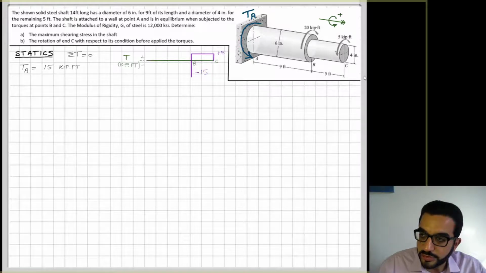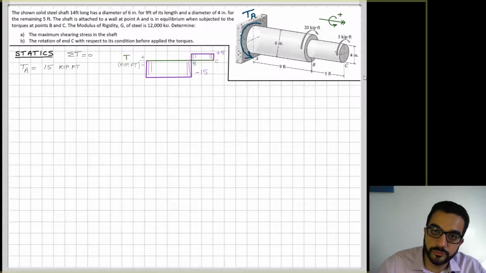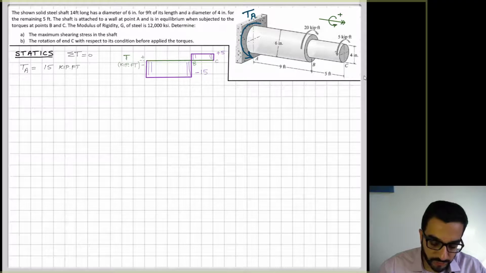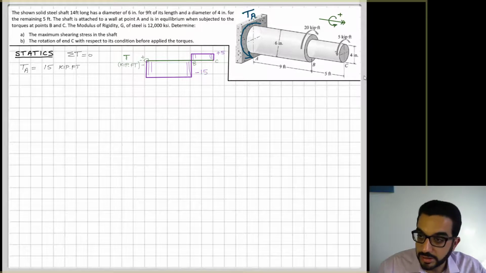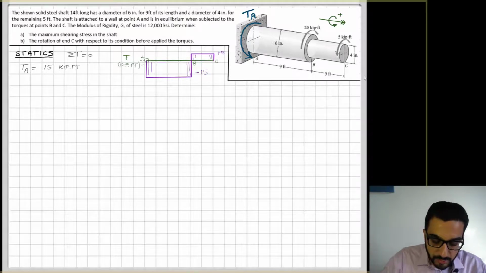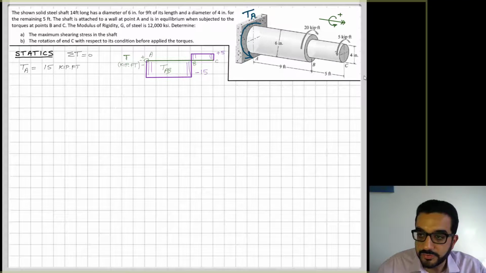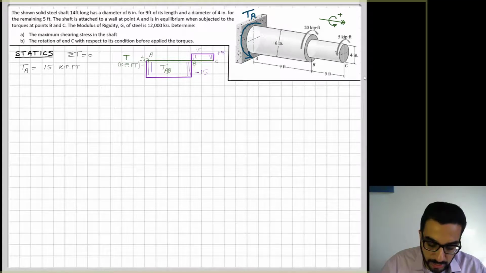Then I will keep going straight until I hit the support, and now TA is in the positive direction, so I move from negative 15 with a delta of positive 15. That will bring me to 0. That's how I know I have a correct internal torque diagram, because I end up at 0, which is the equilibrium. So now I know that torque AB is equal to negative 15, and torque BC is equal to positive 15.